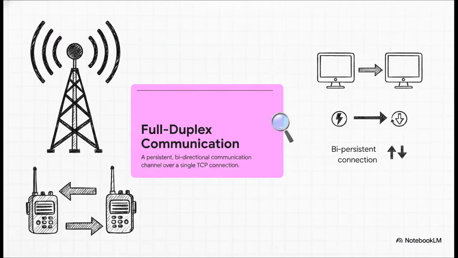So, what is a WebSocket really? Well, it provides what the source material calls full duplex communication. And honestly, this was a massive shift in how we build things. Full duplex means it establishes a persistent, bidirectional communication channel over a single TCP connection. Think of it like a two-way radio that is just always left on. Data flows in both directions simultaneously, and crucially, the client doesn't have to ask for permission first.